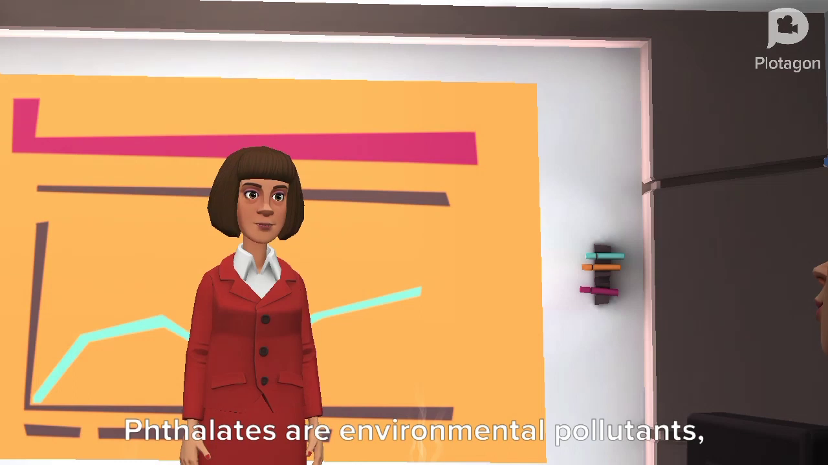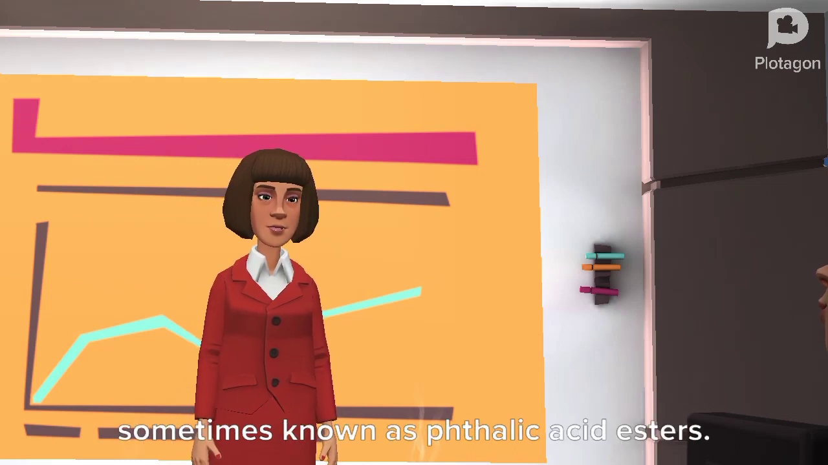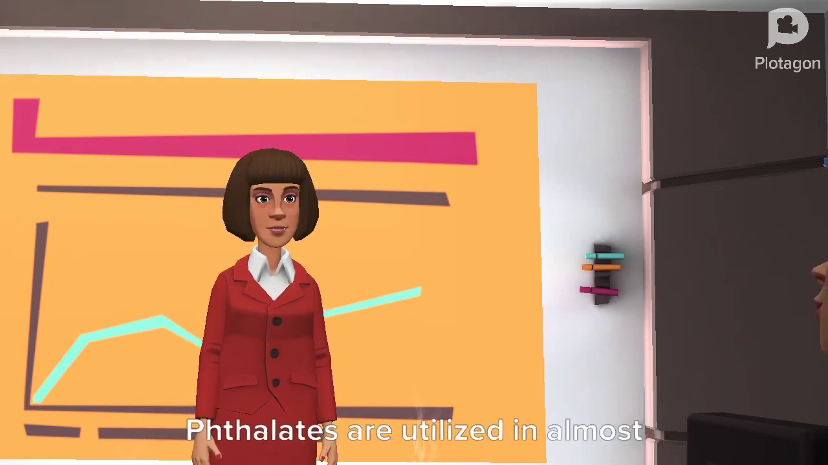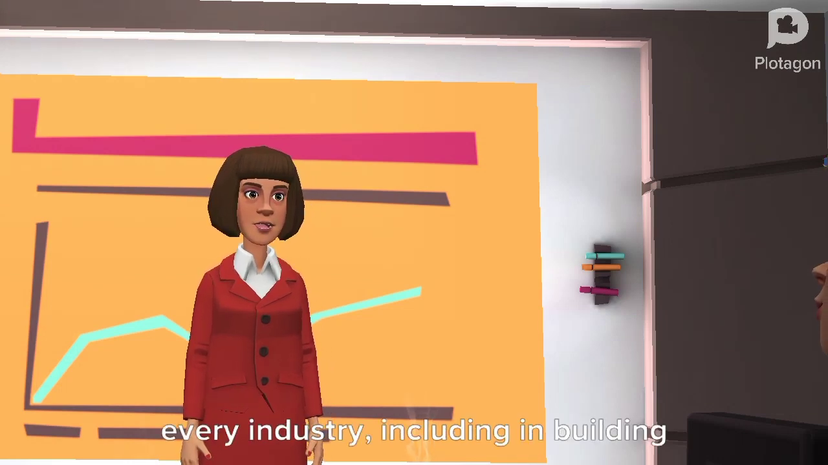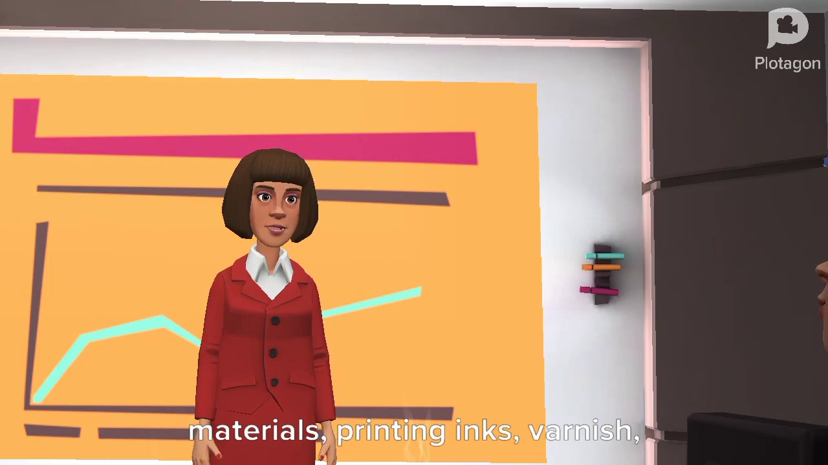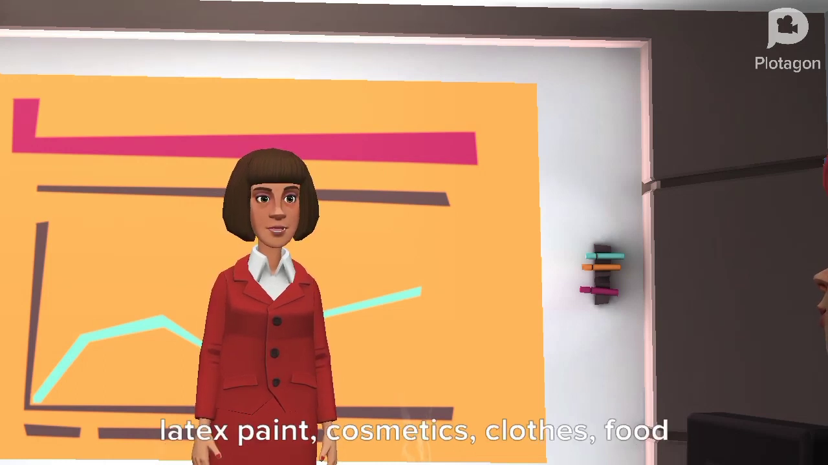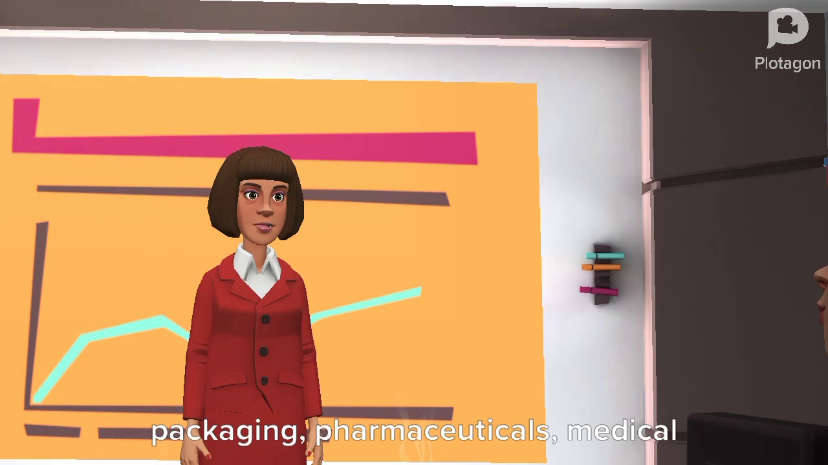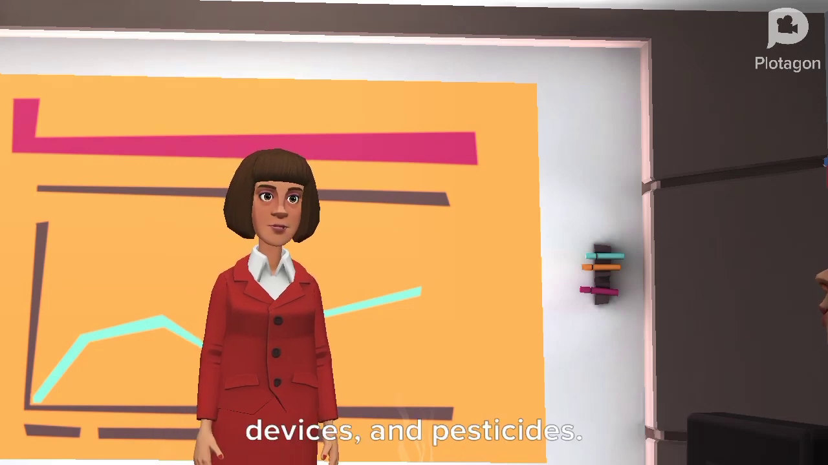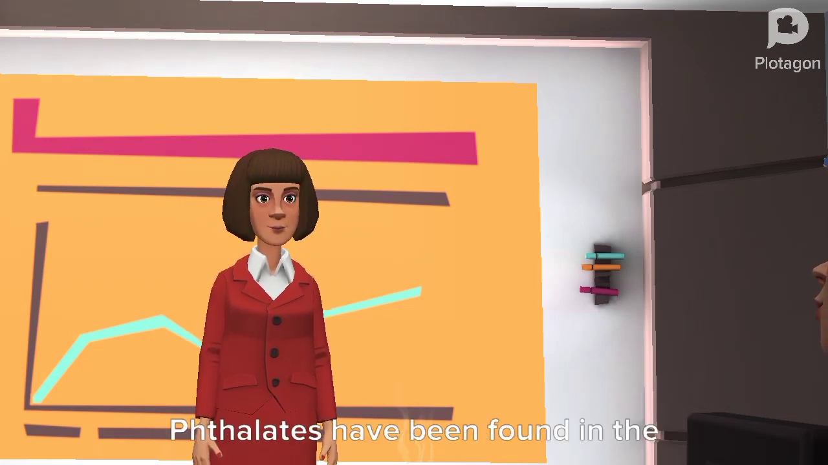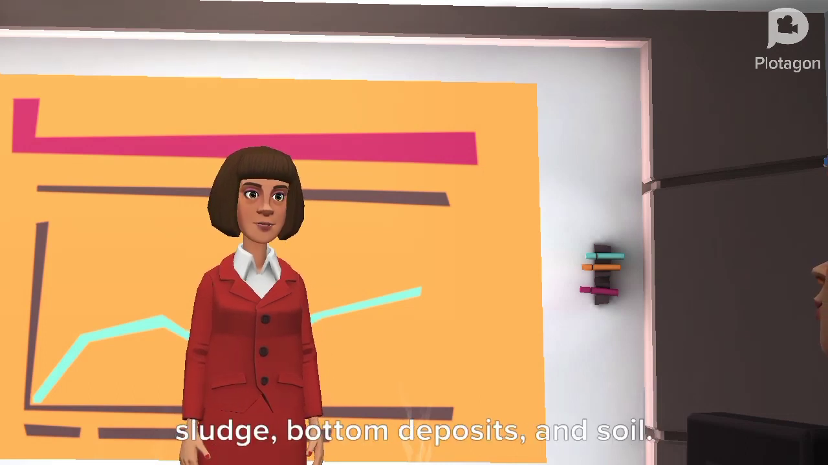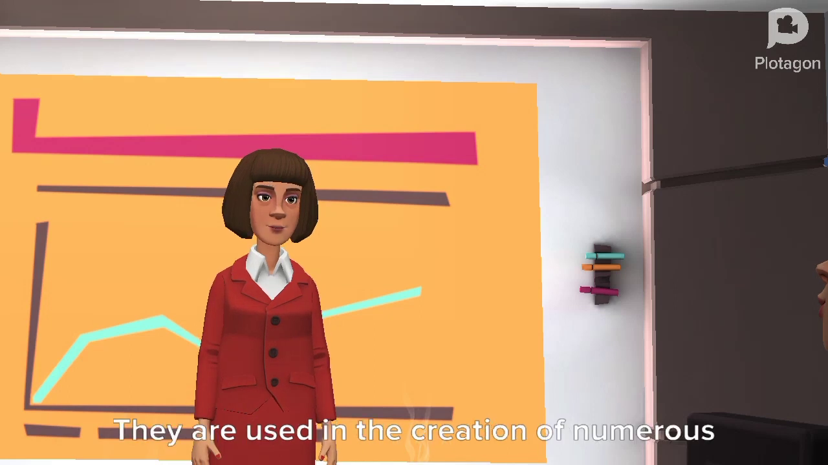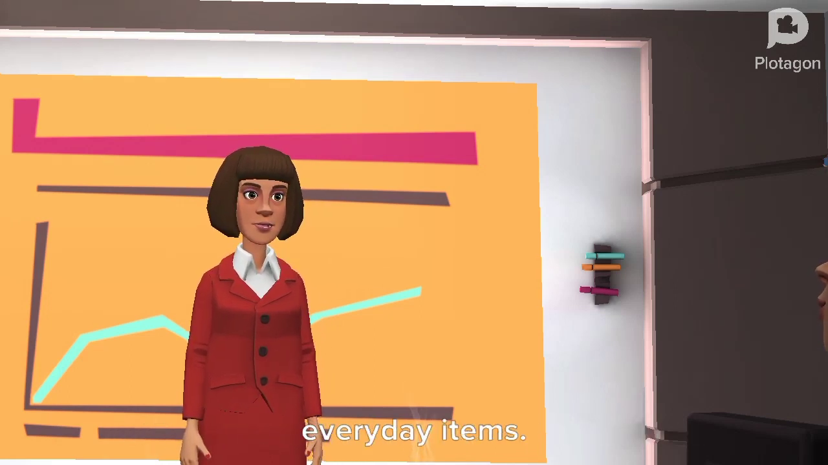Phthalates are environmental pollutants, sometimes known as phthalic acid esters. Phthalates are utilized in almost every industry, including in building materials, printing inks, varnish, latex paint, cosmetics, clothes, food packaging, pharmaceuticals, medical devices, and pesticides. Phthalates have been found in the air, drinking water, rivers, sewage sludge, bottom deposits, and soil. They are used in the creation of numerous everyday items.